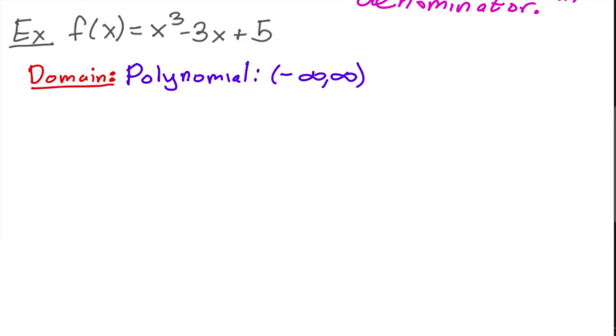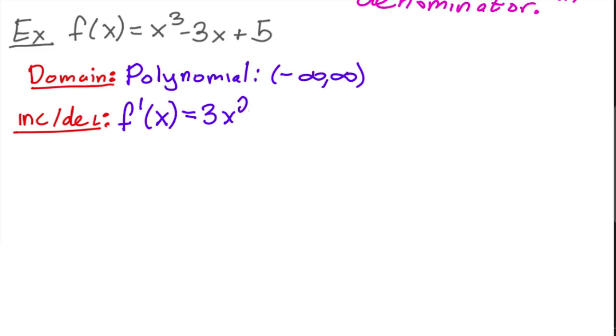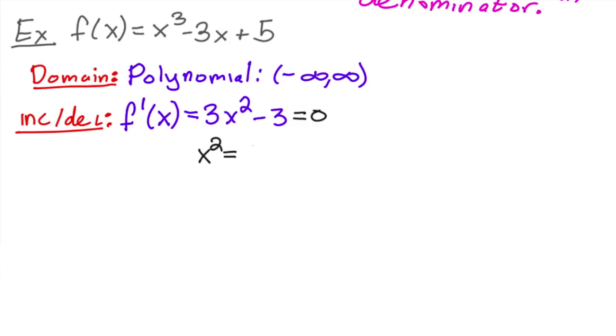Okay, so then let's do the intervals of increase and decrease. Okay, so to do that, we need to find the derivative, which is 3x squared minus 3. And we'll set it equal to 0. If we move the 3 over and then divide both sides by 3, we get 1. And so then we get that x is equal to plus or minus 1 by taking the square root of both sides, right? Plus or minus.